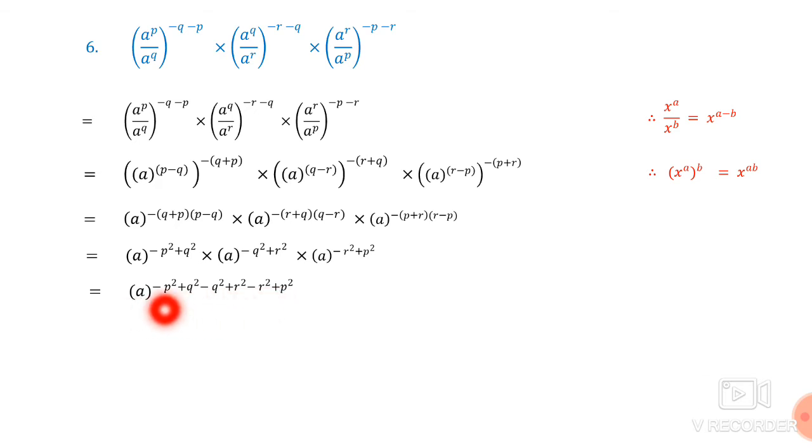Here we can see this minus p square and plus p square can be cancelled out. Minus q square and plus q square, they both can be cancelled out. Same happens with these r square. So we are left with only a exponent 0. And we have learned that when we have 0 exponent, it is equal to 1. So the answer is just 1.